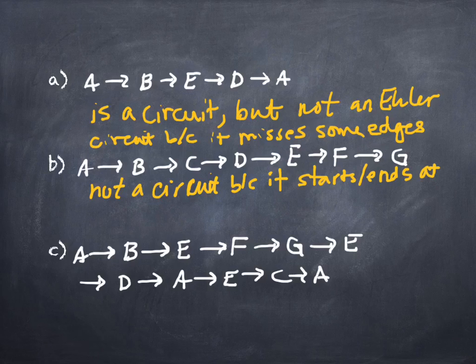So it starts and ends at different vertices. But this one's also just not a walk, right? Remember, a walk means you should be able to get from one point to the next as it describes it along an edge. And we don't have that on every edge that it's sort of supposing that we did.